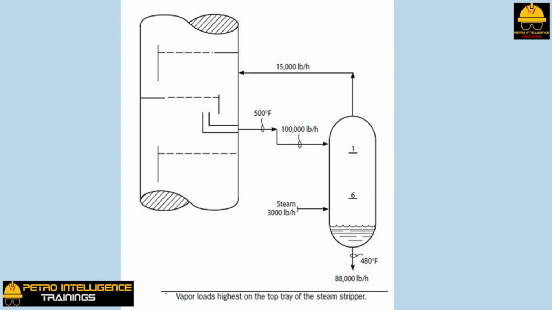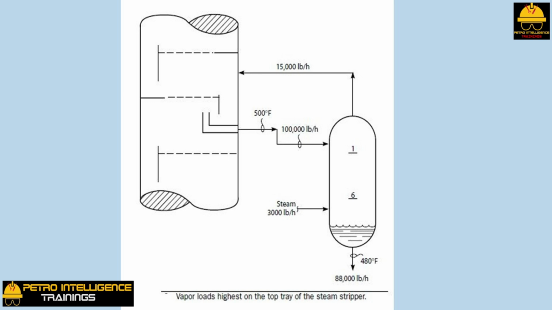Vapor distribution in steam strippers. This picture shows the type of hydrocarbon stripper discussed above. Note that the vapor load to the bottom tray is only the 3,000 pound per hour of stripping steam. The vapor load from the top tray is 15,000 pound per hour. In other words, the vapor leaving the top tray of the stripper consists of 3,000 pound per hour of stripping steam plus 12,000 pound per hour of hydrocarbon vapor.